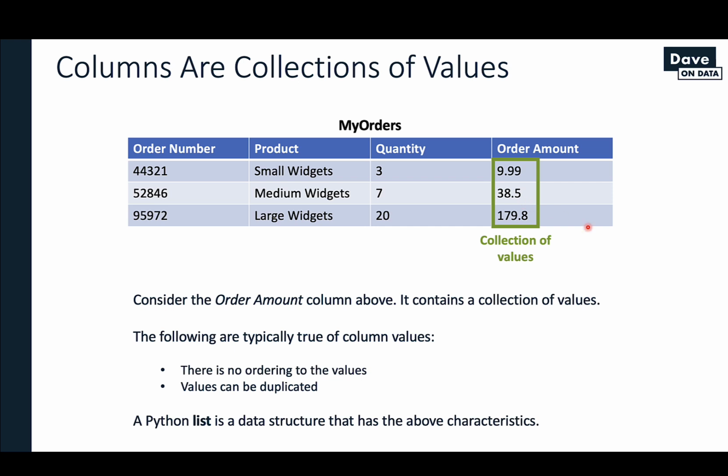So when you keep all of this in mind, we can think of a column as being just an arbitrary collection. In Python, the data structure that has these characteristics is known as a list. A Python list is an arbitrary collection of values, or more specifically in Python, an arbitrary collection of objects.